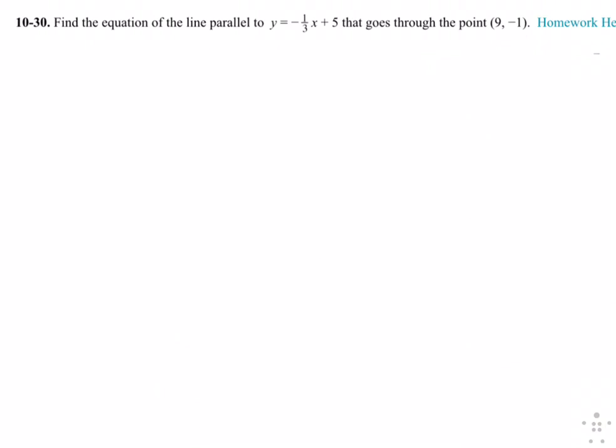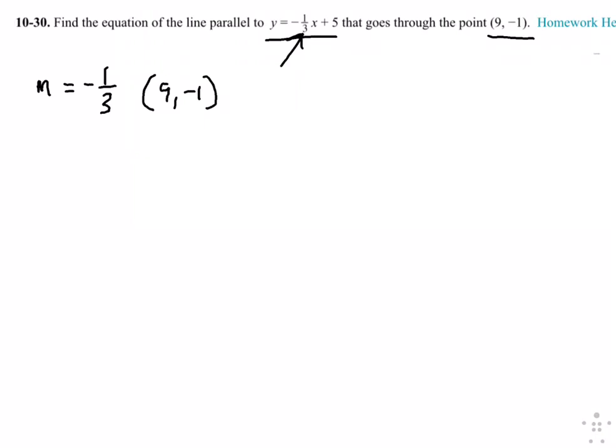Okay, number 30 says find the equation of the line parallel to this line that goes through the point (9, -1). So when they say parallel to that, they're giving you the slope. Parallel lines have the same slope. So the slope of this line is -1/3, so the slope of the other line is the same, -1/3. They're parallel. And then it goes through the point (9, -1), right?